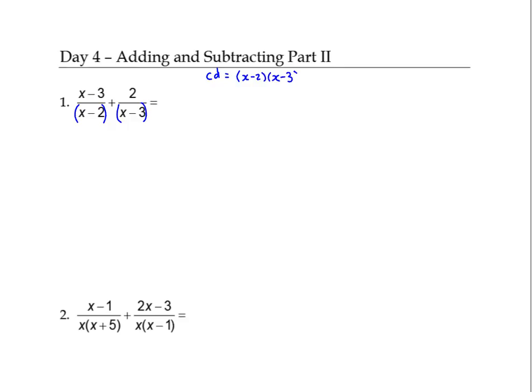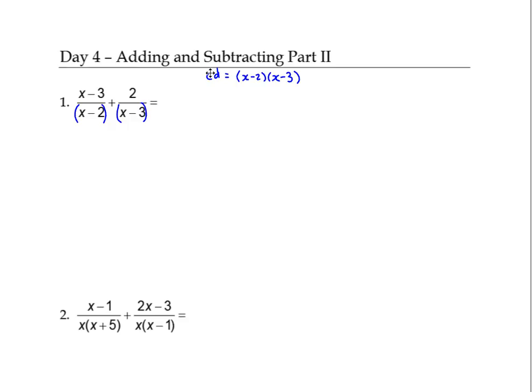You can't just add a number to each side. We can't just add something, right, onto the numerator or denominator. We can multiply top and bottom by the same thing. We can't just add something on. So our common denominator is going to be x minus 2 times x minus 3.